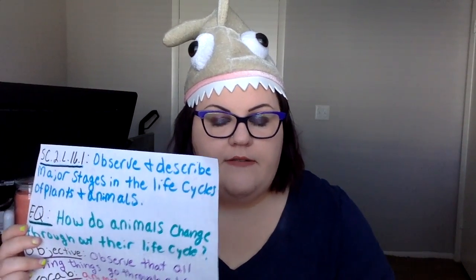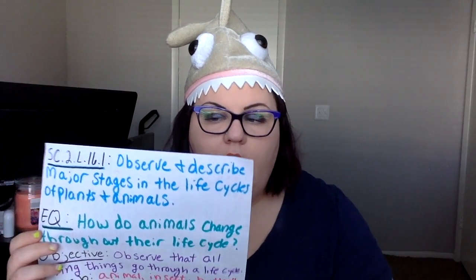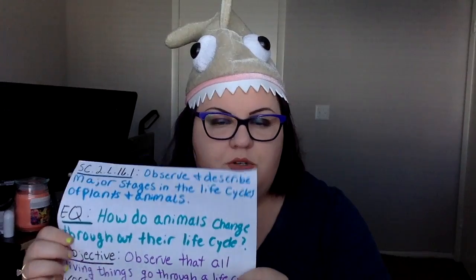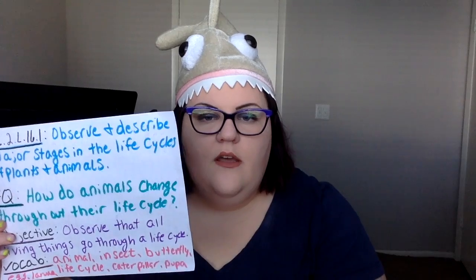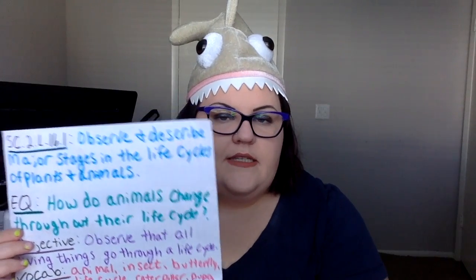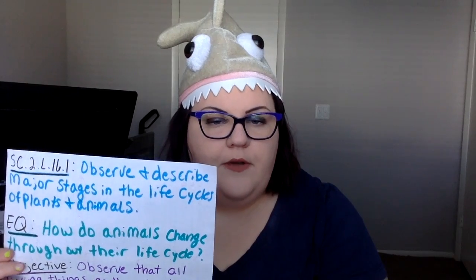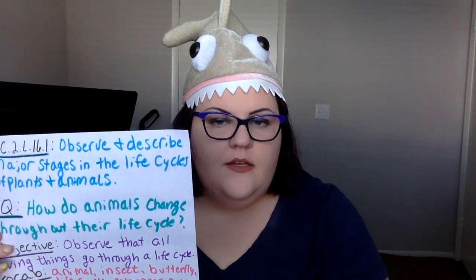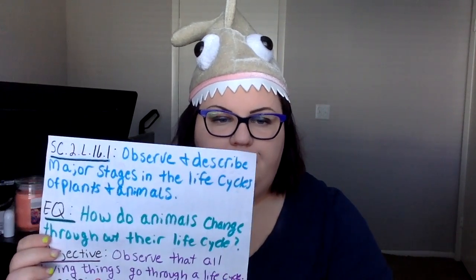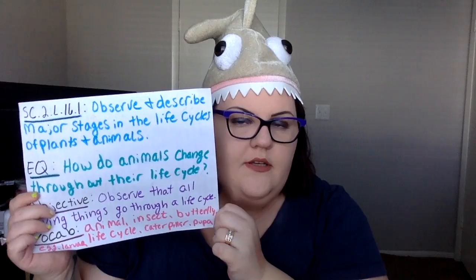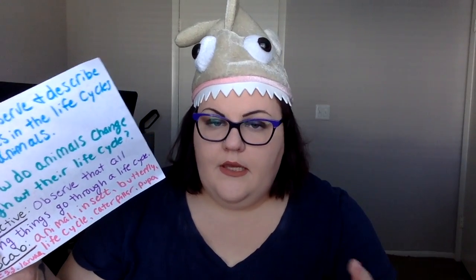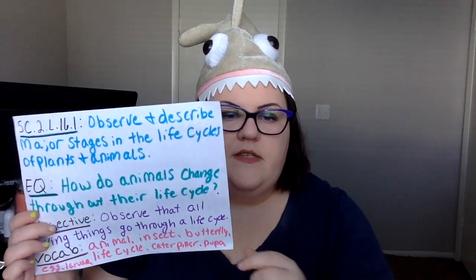Anyway, in science this week, we're going to be talking about life cycles. The life cycle of a butterfly is what we're talking about this week. As you can see, our standard is to observe and describe major stages in the life cycles of plants and animals, mainly butterflies this week. The essential question we'll be answering is, how do animals change throughout their life cycles? So we're going to start at the beginning, go through the end, and then continue the cycle through. Our objective is to observe that all living things go through a life cycle. So if they are living, like plants and animals, they go through a life cycle.